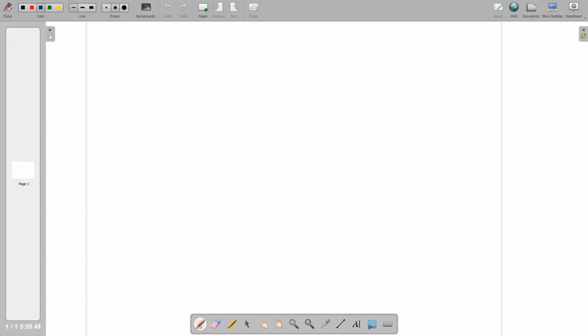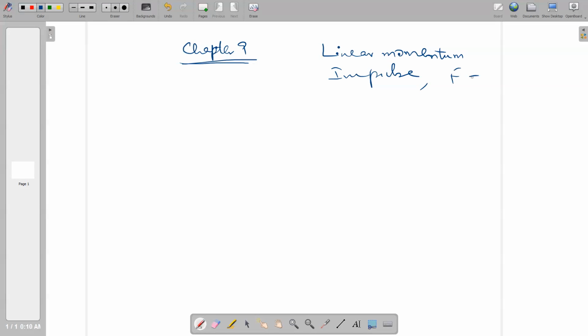So last time we were solving the problems of chapter number 9, and we have solved the problems about the linear momentum, and impulse, and then average force for the Newton's second law in terms of momentum. And then we have seen some graphical problems about this impulse.